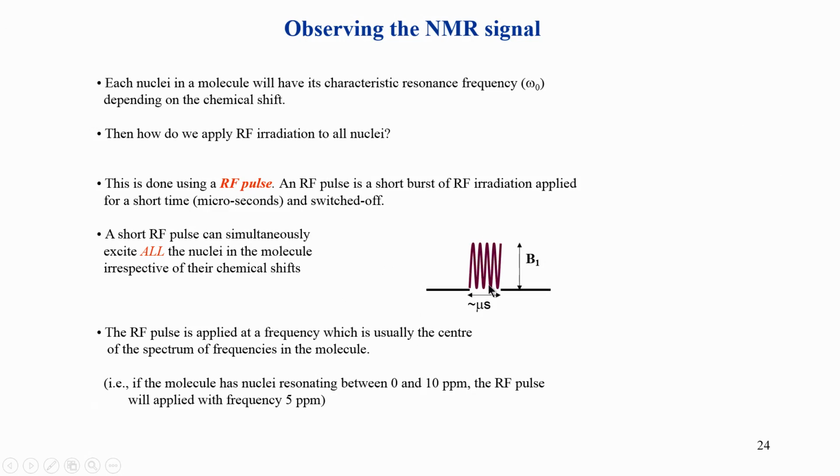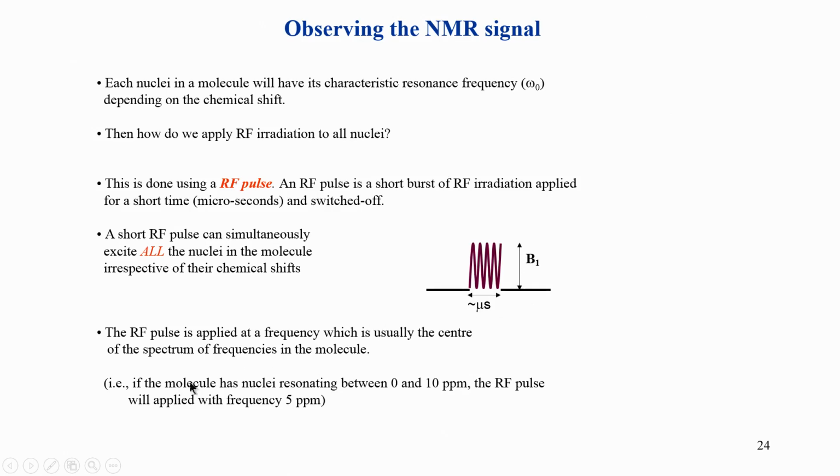You can see this actually has a frequency. What is the frequency at which this is applied? That frequency is basically the Larmor frequency, the resonance frequency, which is in megahertz. The frequency of an RF radiation is in the megahertz regime, while the strength depends on how strongly you want to excite the nucleus, how much flip angle you want to achieve.